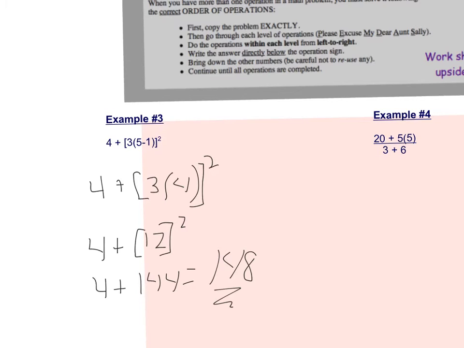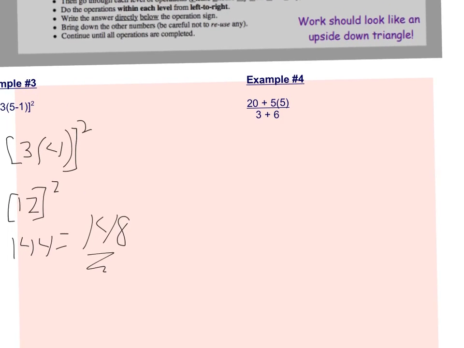Now example 4 here, this is a little different. This fraction bar actually also acts like a bracket. So the way we would read this really is 20 plus 5 times 5 in one bracket, and then divided by, and in the other bracket it's 3 plus 6.